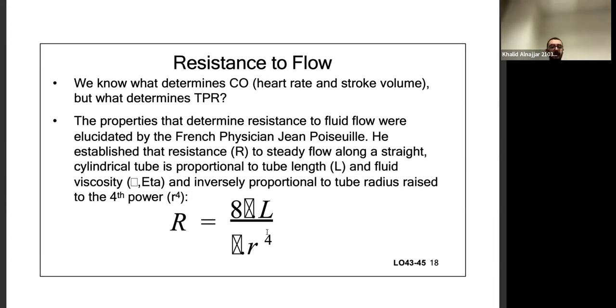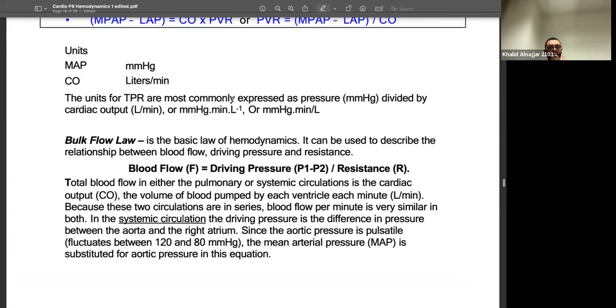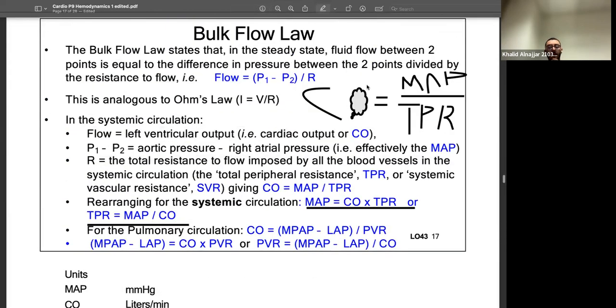Another equation is this. It's quite similar to it. Let's read. We know what determines CO or cardiac output, which is heart rate and stroke volume. You know the equation: cardiac output equals heart rate multiplied by stroke volume. But what determines TPR? In this equation, we know cardiac output is determined by either heart rate or stroke volume. If you increase heart rate, you will increase cardiac output.